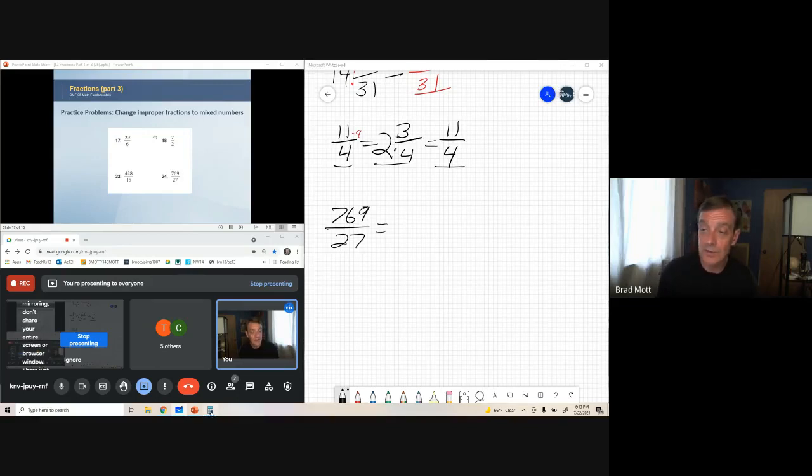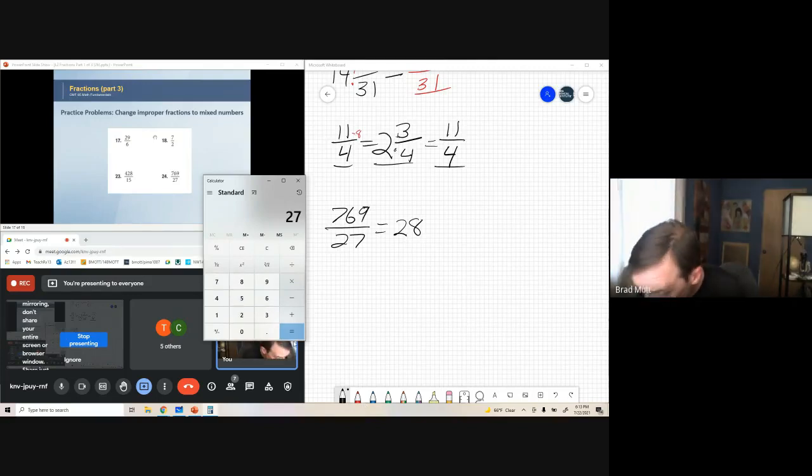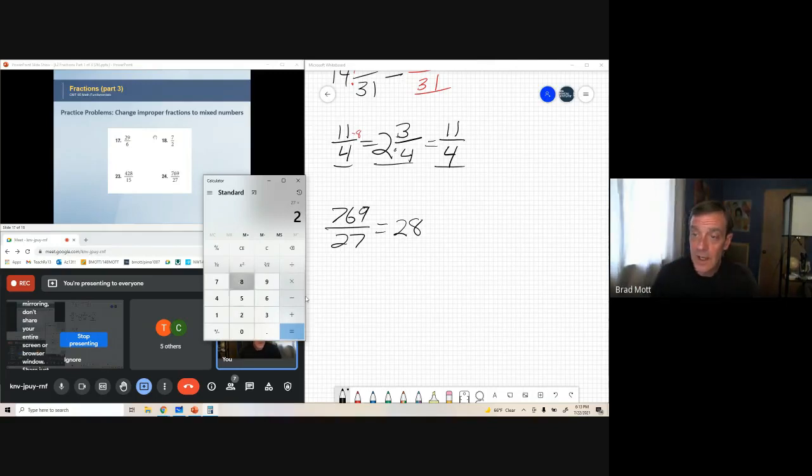So I'm going to divide 769 by 27. I'll get 28 point blah, blah, blah. So that's telling me that the whole number is 28. So now the hard part is done. We already know what the whole number is. So now it's a matter of multiplying 27 times 28 and getting 756.